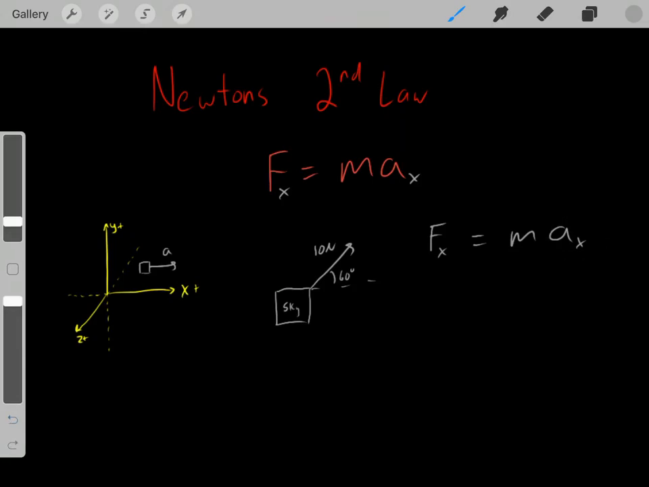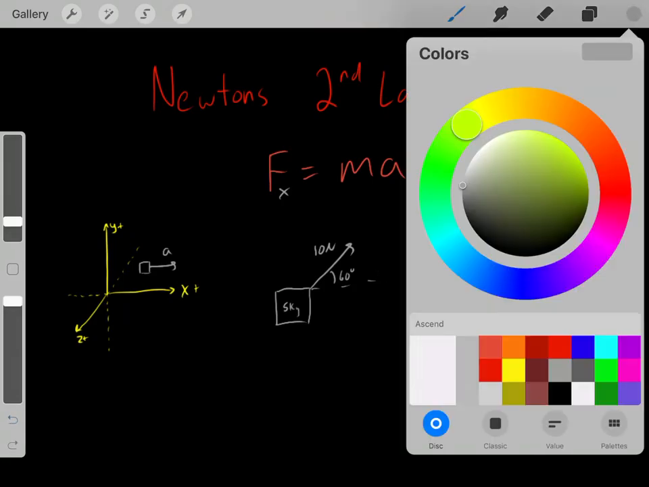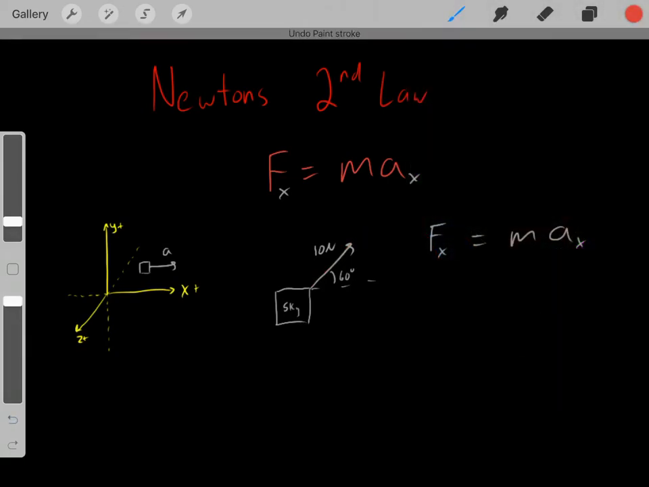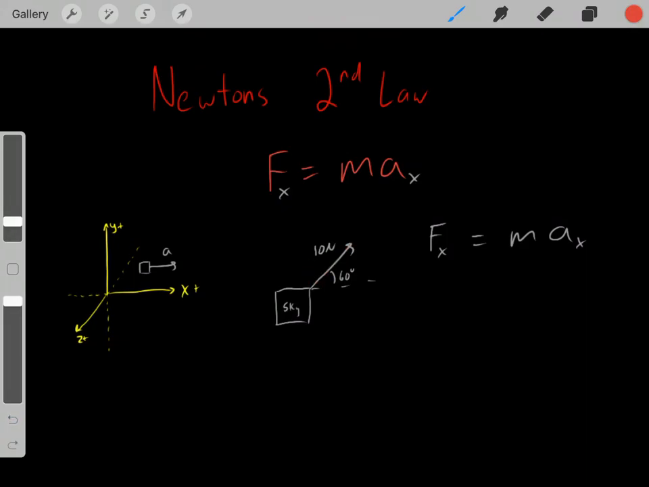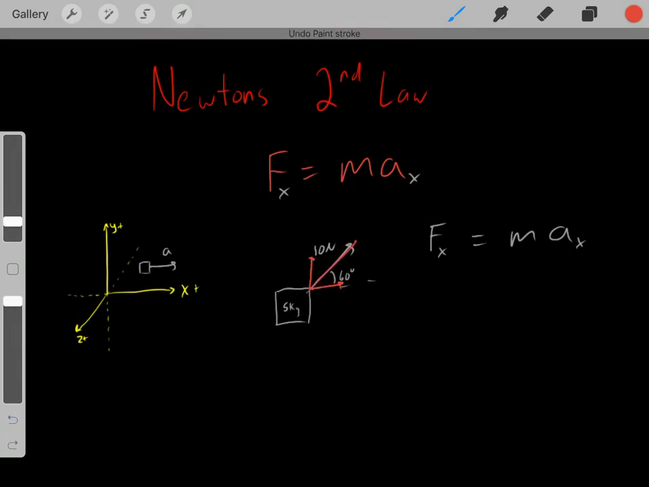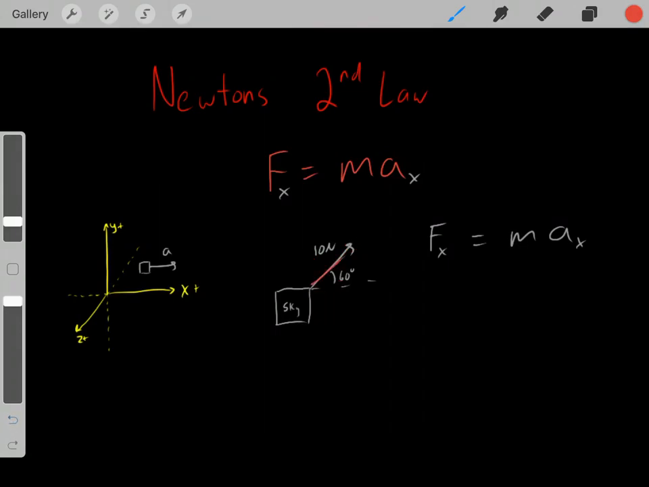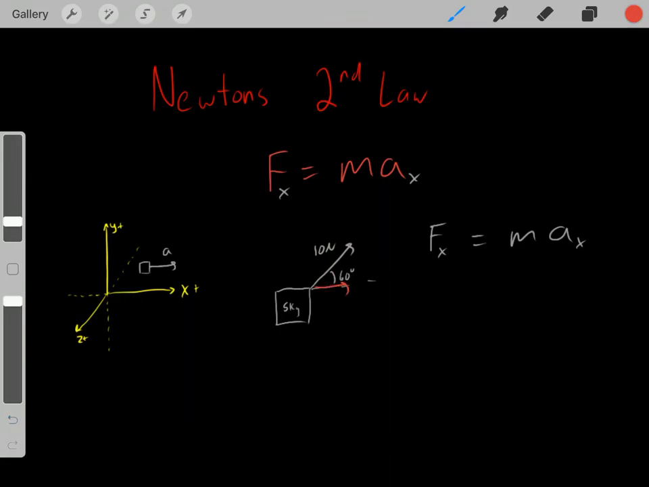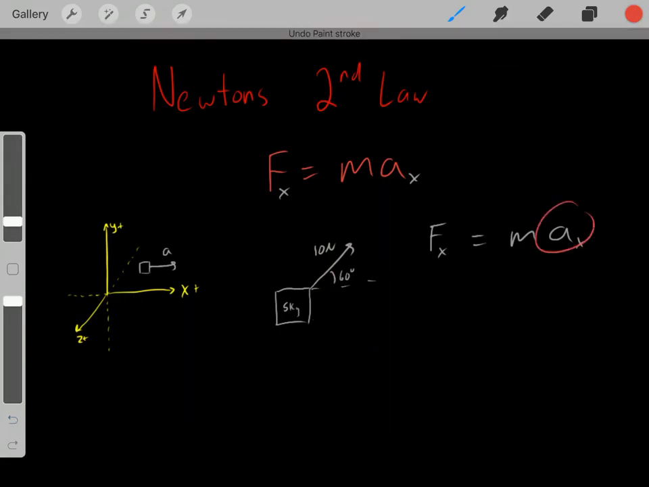Well, again, we need to find the forces in the x direction. And something important to note is that this 10 newton force has a component in this y direction, and it also has a component in this x direction. If we have a force of 10 newtons in this direction, we know it's made up of these component vectors, a component vector force in this direction and a force in this direction. And it's these two forces that make up this 10 newton force. So all we're interested in is the component of this force in the x direction, because we're interested in the acceleration in the x direction.